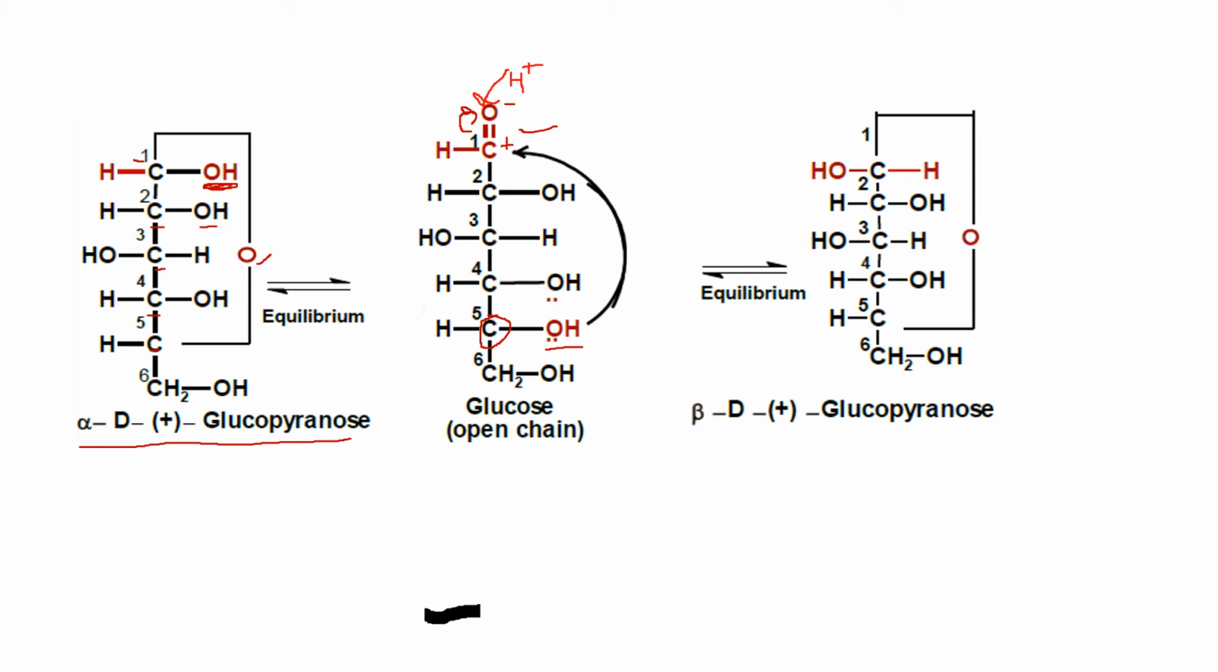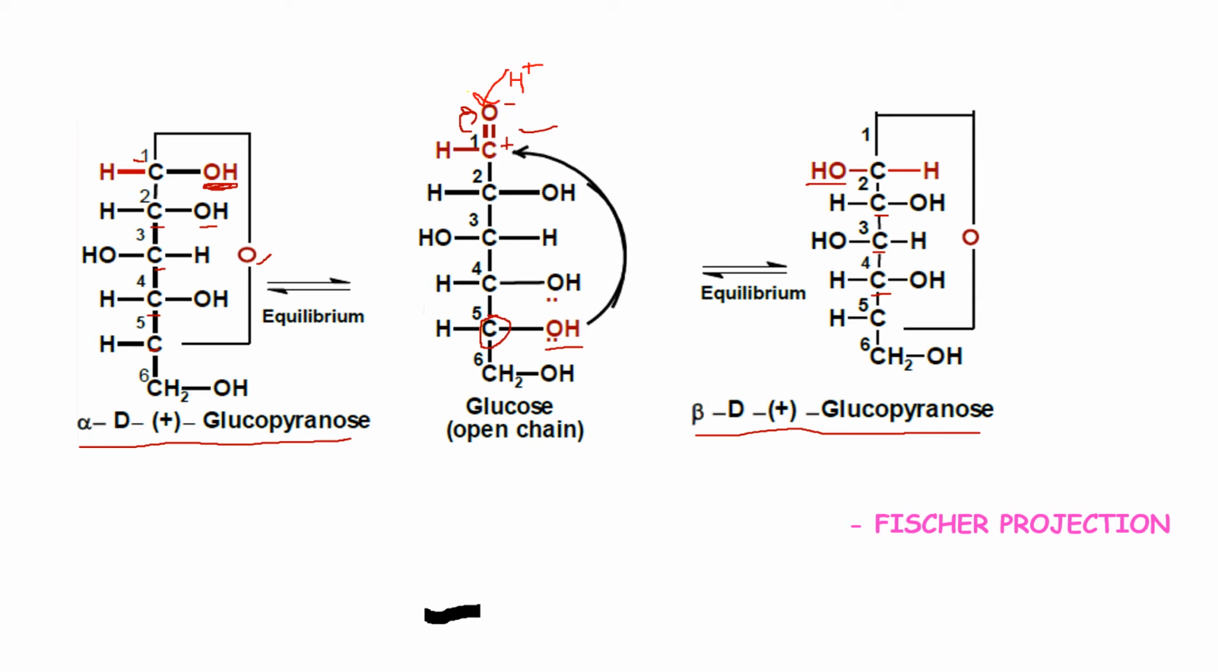And on the other side, if the OH group attacks from downwards, then it pushes the OH group upwards, and in this projection it is written on the left side, and the rest of the configuration on the other carbon atoms remains the same, and it is assigned as beta configuration, and the name becomes beta D plus glucopyranose.